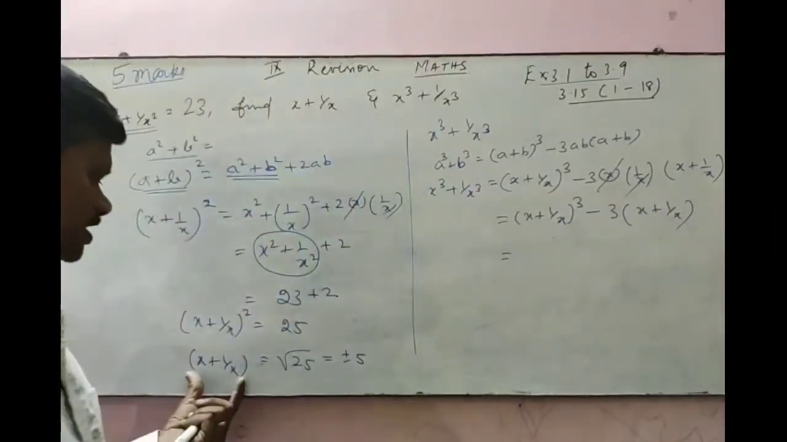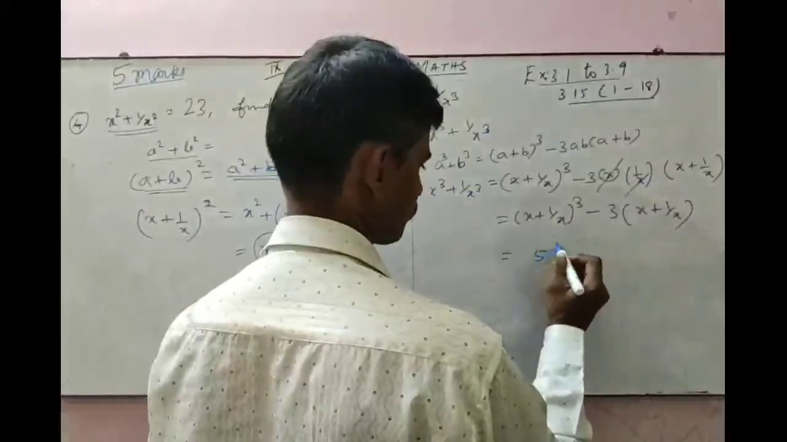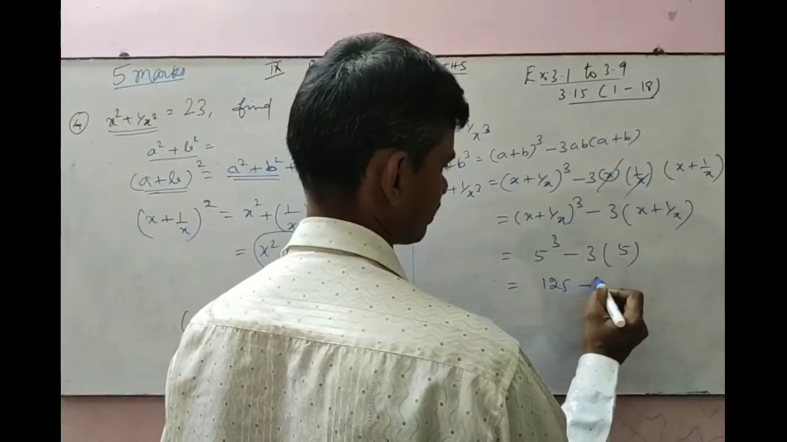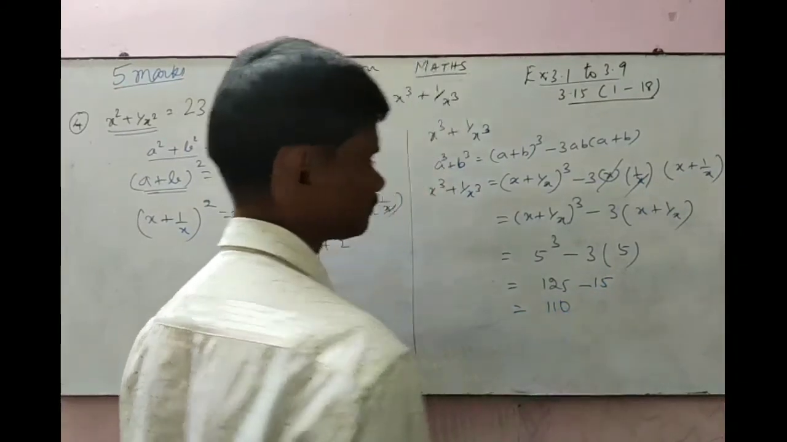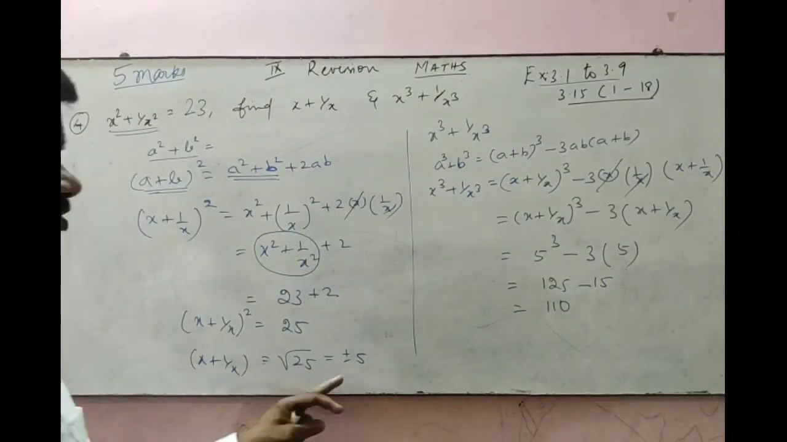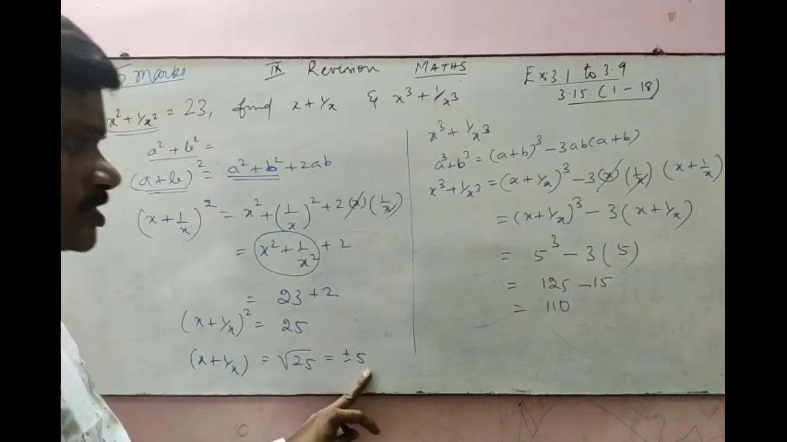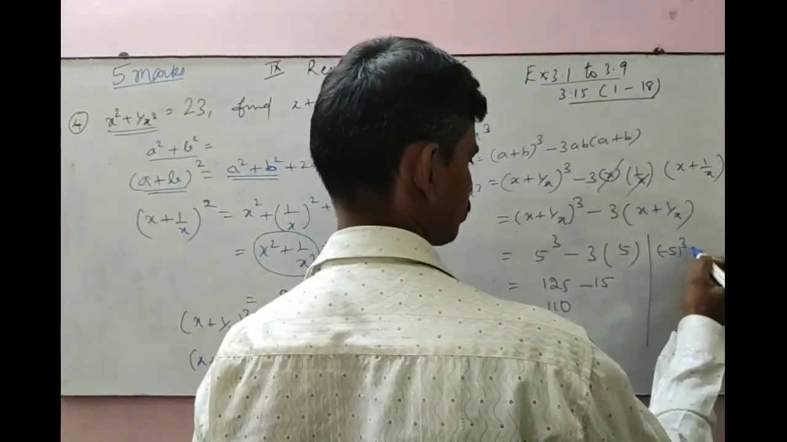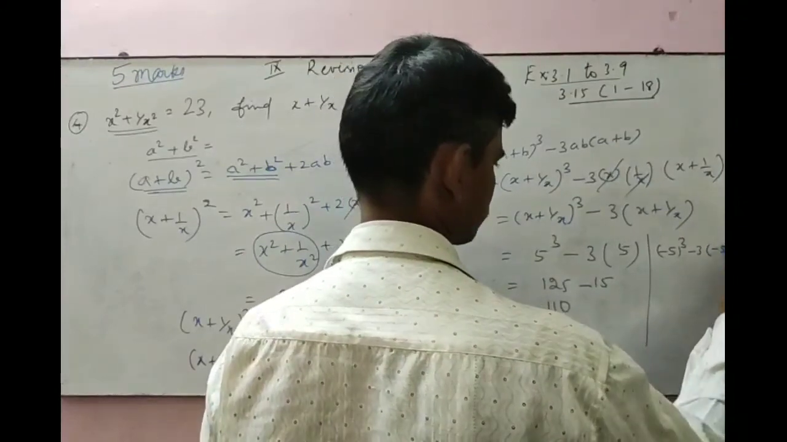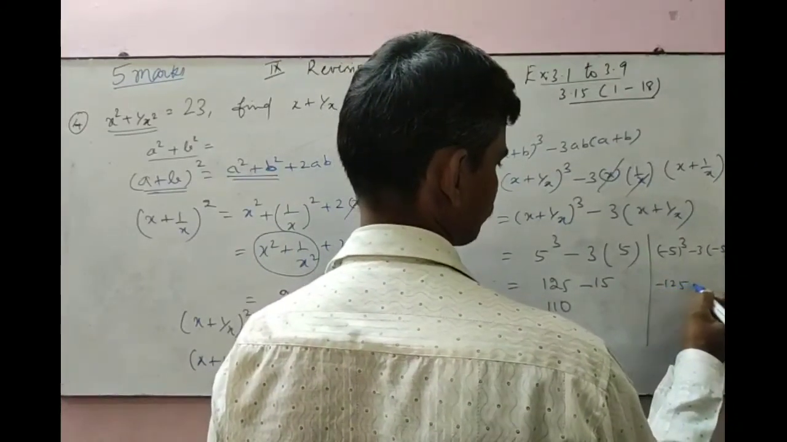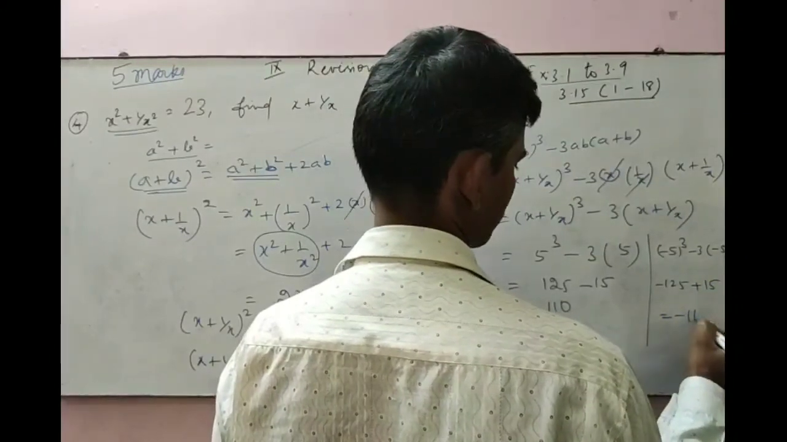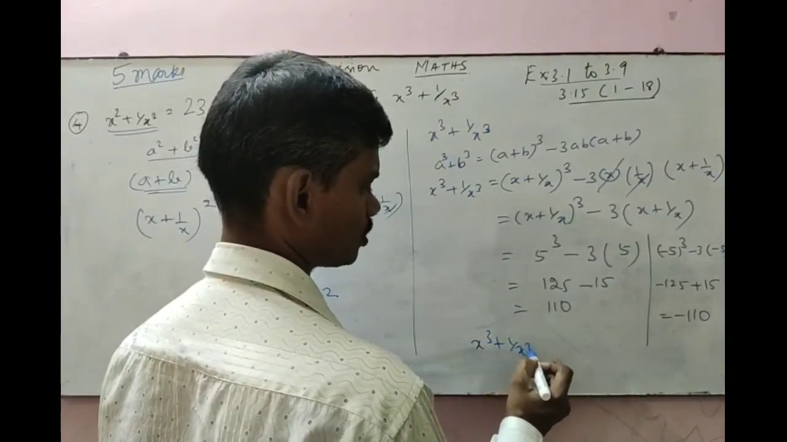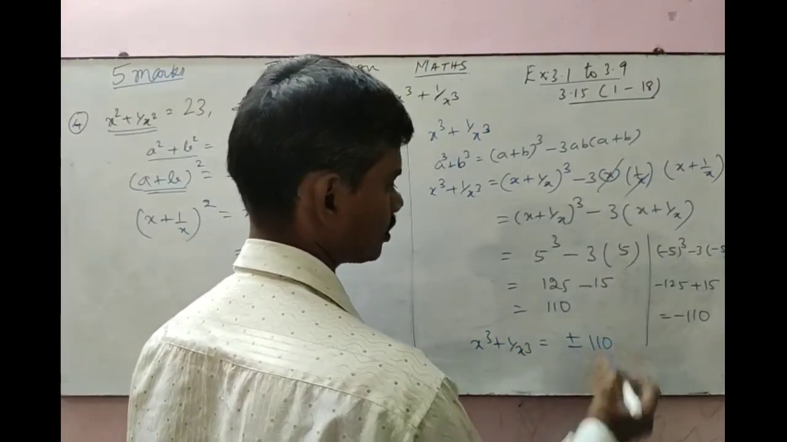We know the value of x plus 1 by x as 5. So 5 cube minus 3 into 5. 5 cube is 125 minus 15, which is 110. Here we have two options, plus or minus, so I am going to substitute minus also. If I substitute minus 5 here, minus 5 cube minus 3 into minus 5, you will get minus 125 plus 15, which is minus 110. So the answer is x cube plus 1 by x cube also has plus or minus 110.